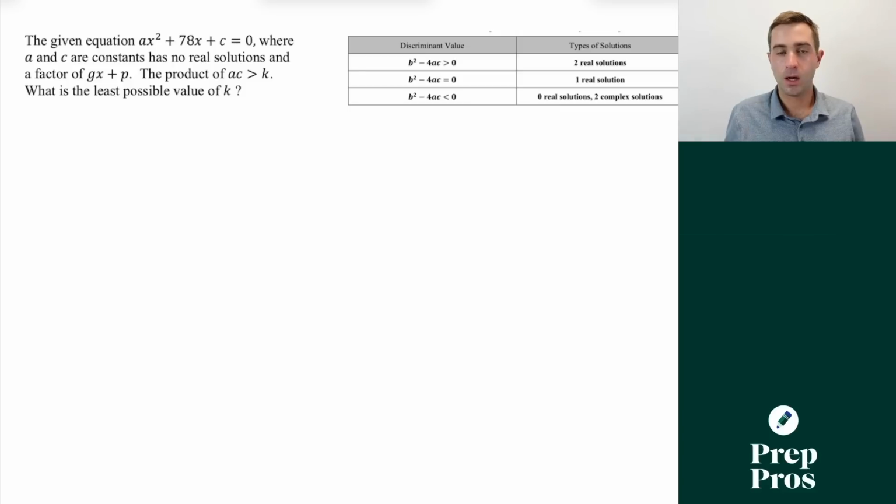Now, the next thing that you're absolutely going to see on your test is a discriminant question in some form. There's quite a few varieties of these that can show up on the test, and I know a lot of students got one as the last question on their June 2024 digital SAT.